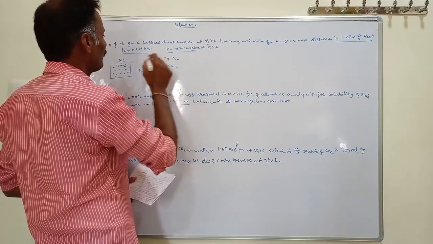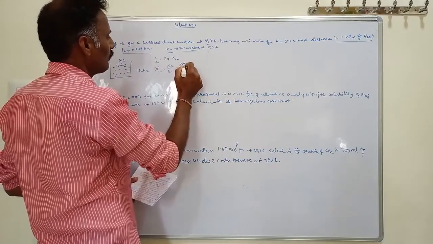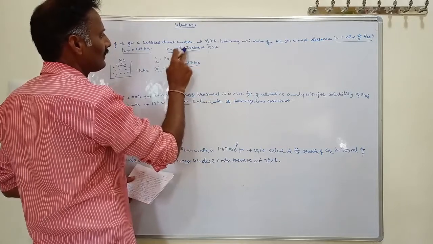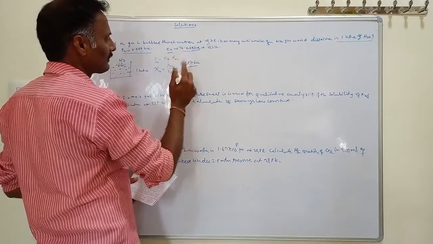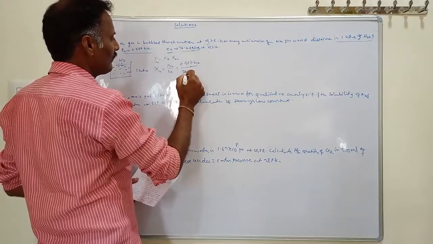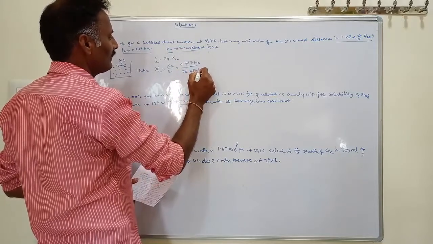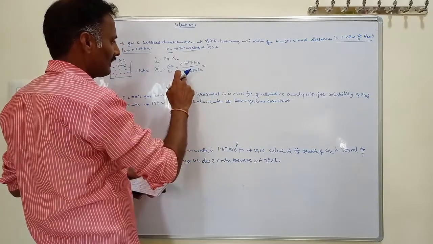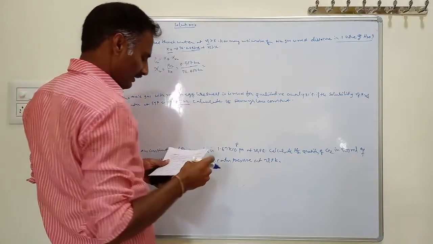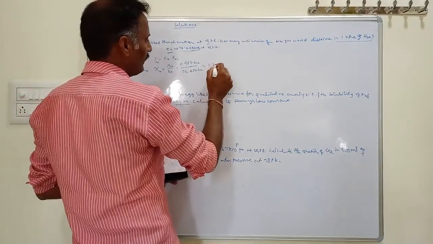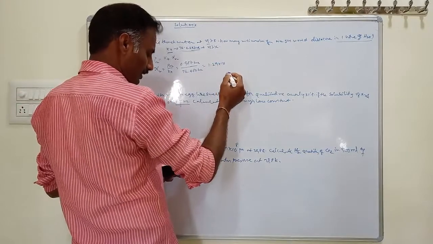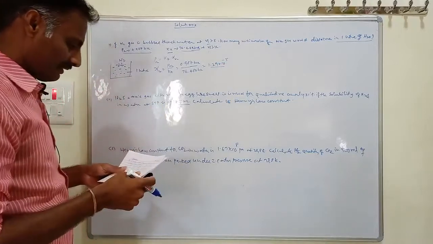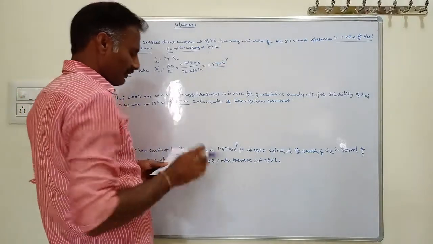And partial pressure is given here as 0.987 bar. But the kH value is in kilobar. You convert kilobar into bar, multiplied by 1000. You will get 76,480 bar. Then bar gets cancelled. Then you will get 0.987 by 76,480. That value you will get is 1.29 into 10 to the power of minus 5. This is the mole fraction of N2 gas.